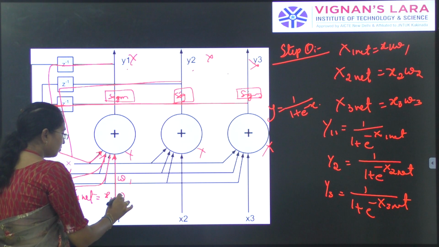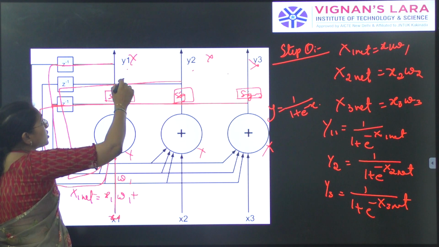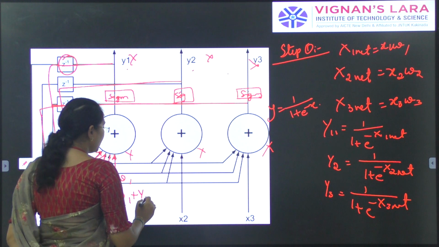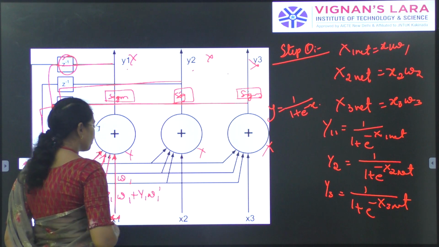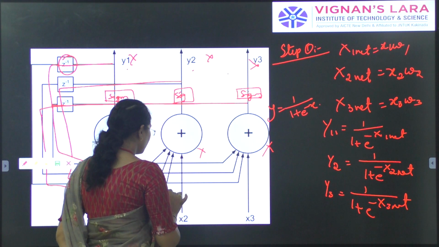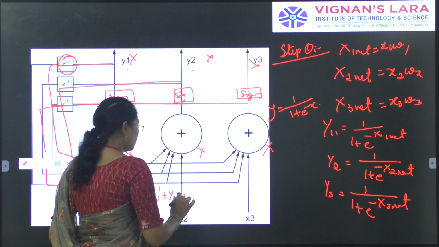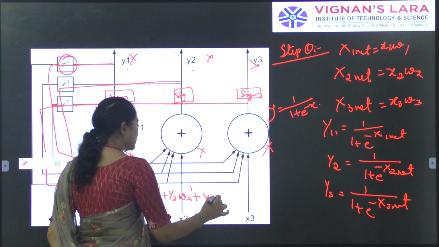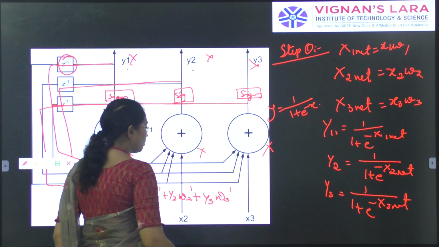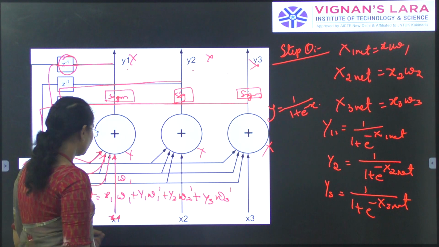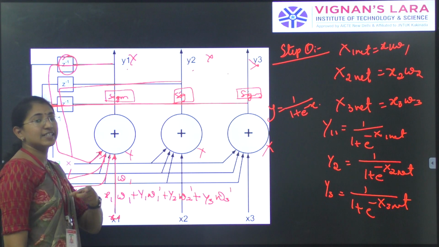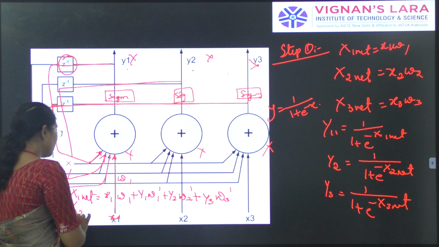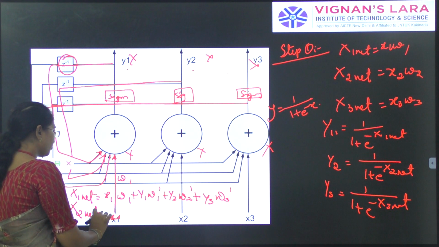x1 w1 plus this y1 is passed through some weight, let it be w1 dash, plus y2 is passed through a weight of w2 dash, plus y3 is passed through a weight of w3 dash. This is your x net now. The same way, find x2 net.